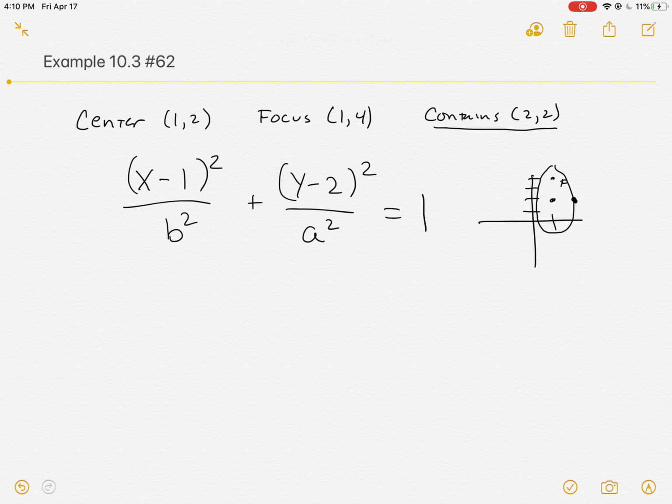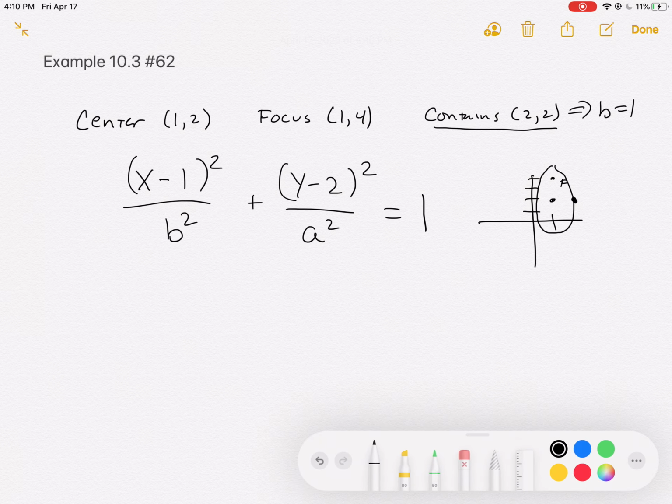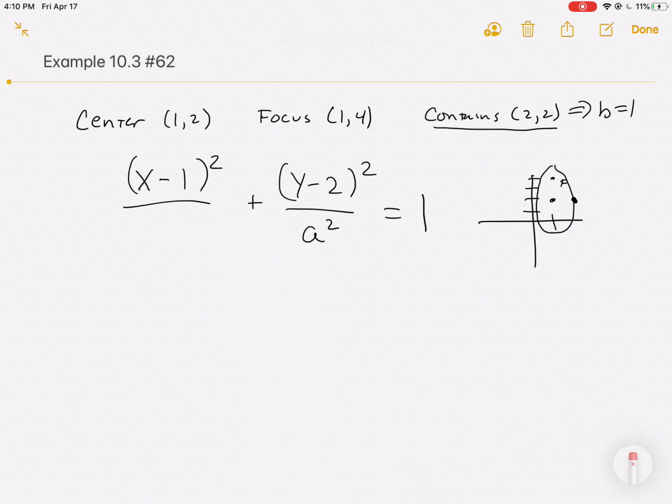So notice that your y coordinates match. When you look at your center was at (1, 2), and your point is (2, 2). Well, that's a distance of 1. This information right here is telling me that b is equal to 1, which tells me that this part under here is now 1 squared, or 1. So we got b is equal to 1, so b squared is also equal to 1.